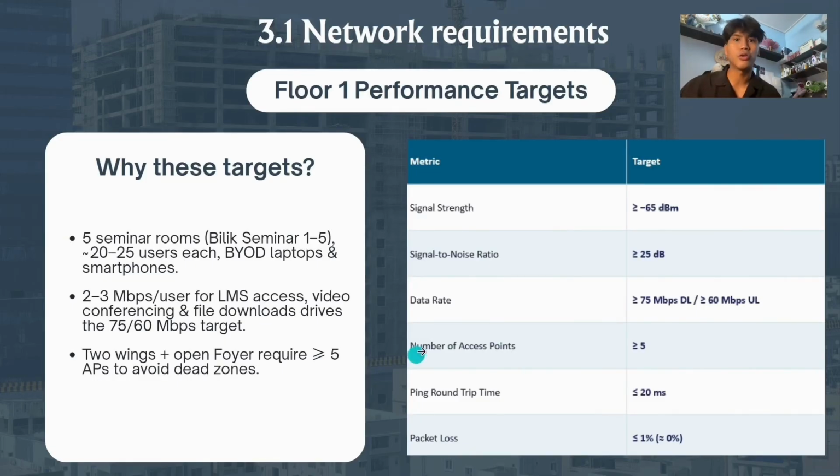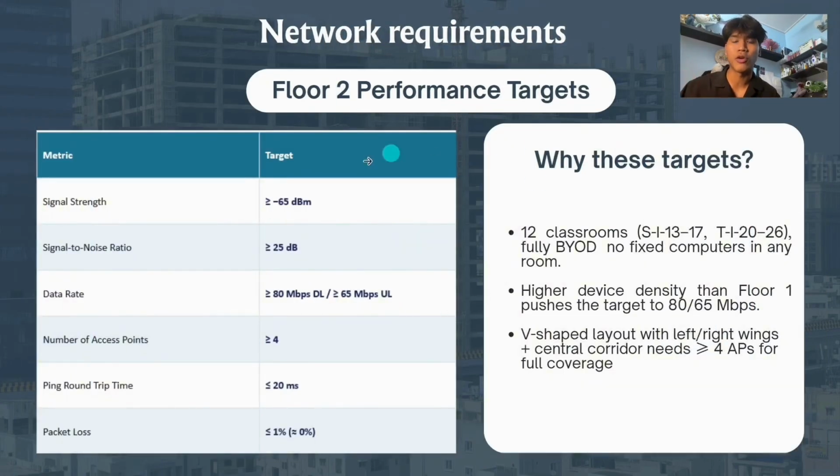Based on an estimate of 2 to 3 Mbps per user for LMS access and video conferencing, we calculate a minimum requirement of 25 Mbps download and 60 Mbps upload. Okay, we also require at least 5 access points to cover both wings and the foyer without dead zones, along with round trip latency under 20 ms and near zero packet loss to support real-time collaboration tools during sessions. Now we go through the network requirements for Floor 2.